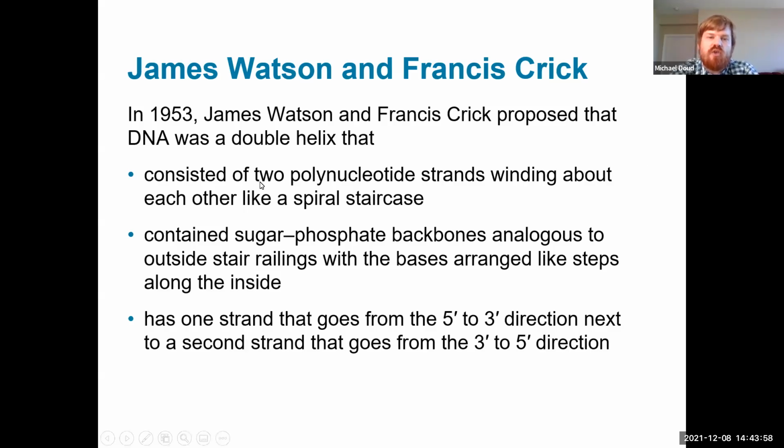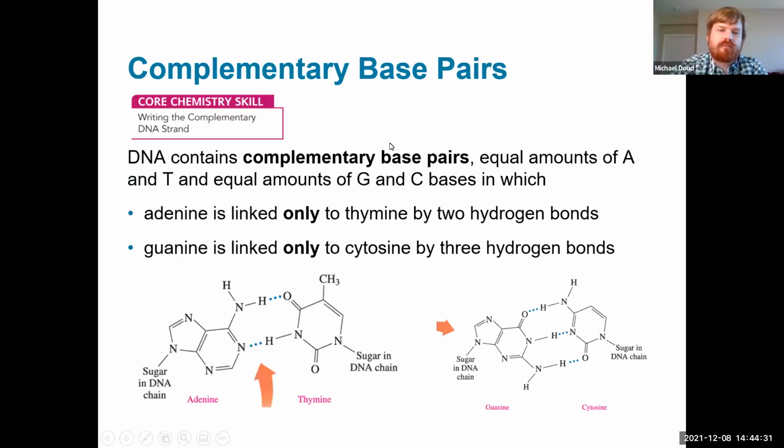So the double helix has these two polynucleotide strands, and they wind around each other sort of like a spiral staircase. The sugar and phosphate form a backbone, and that's like the outer stair railings, or kind of like a ladder if it's curving. And then the bases are the steps along the inside. Now, interestingly, one strand is going to go in the 5' to 3' direction, and then the second strand goes the opposite way, the 3' to 5' direction. So they go opposite ways, but they always pair in this way. An adenine base always pairs with a thymine base in the other, and a guanine base always pairs with a cytosine base in the other.